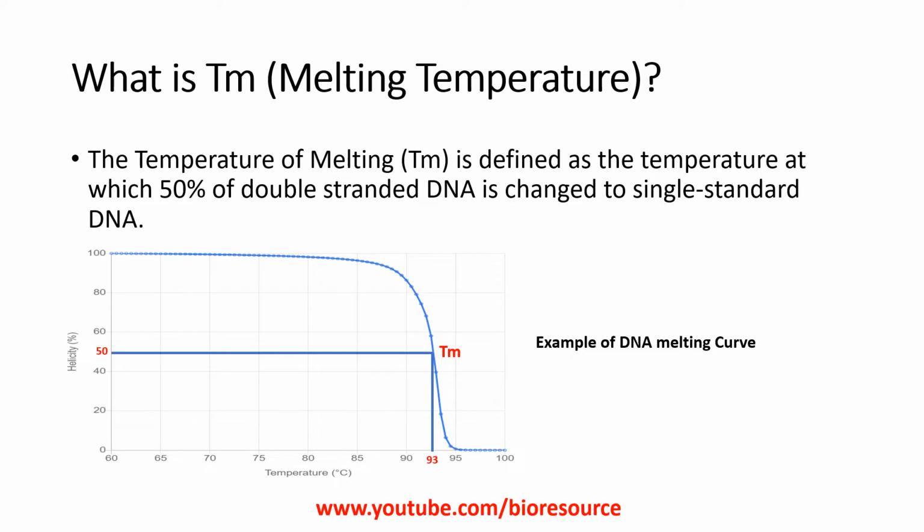Here you can see in this image the DNA is heated and the percentage helicity is expressed in the y-axis and the temperature in the x-axis. So this particular sequence has a Tm of 93. This is called the melting curve.